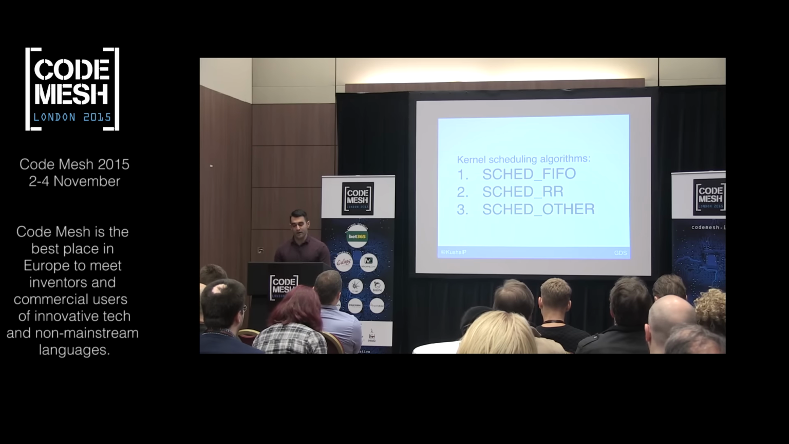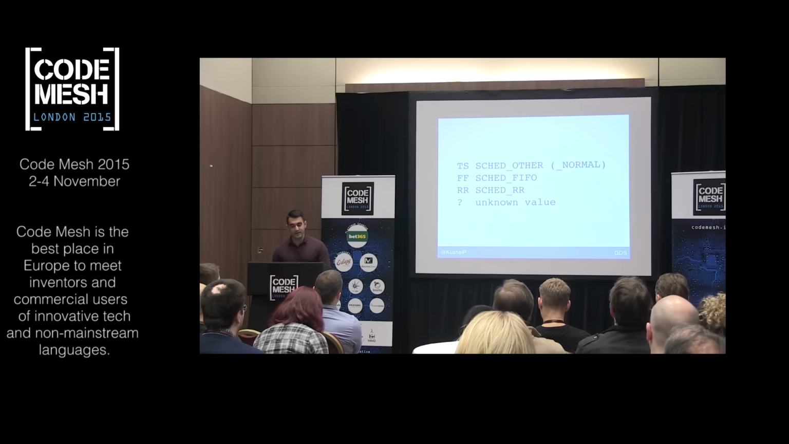It's what many of you tend to exist in with your day-to-day applications. They also have shorthands that you might have come across already. So things like TS, FF, RR, and question mark. Now, if you ever see question mark as the scheduling policy, be slightly worried, because it usually means there's a bug in your scheduler. So you maybe look at your documentation or rebuild your respective OSs.